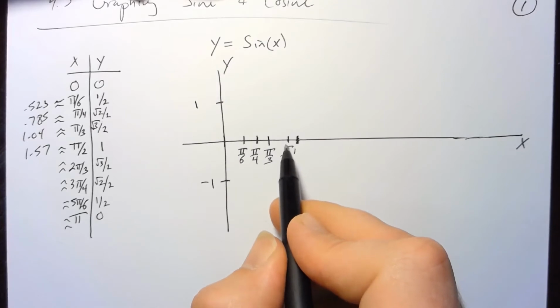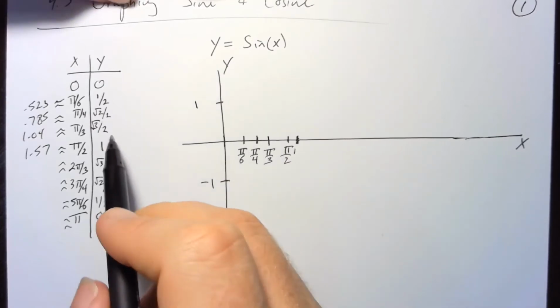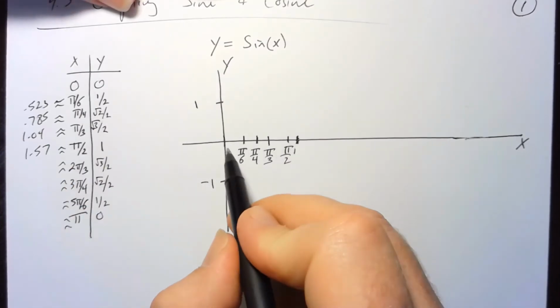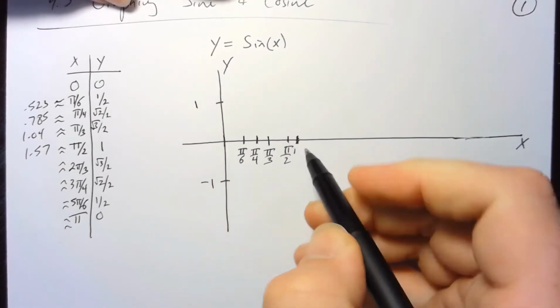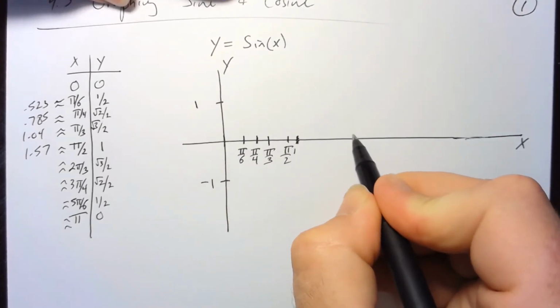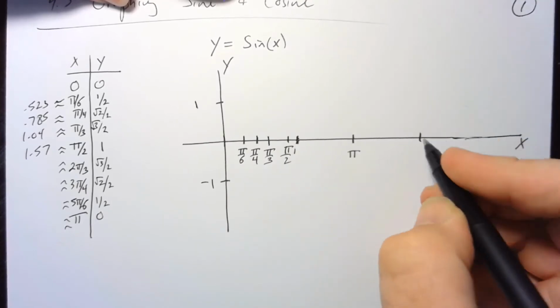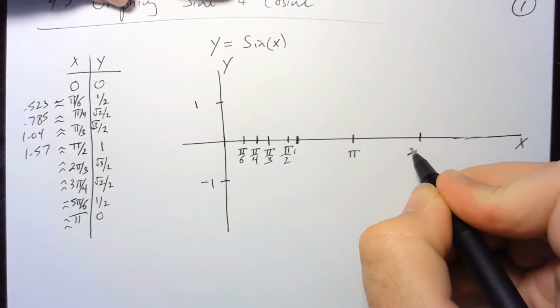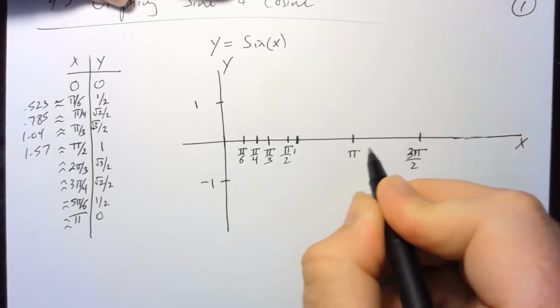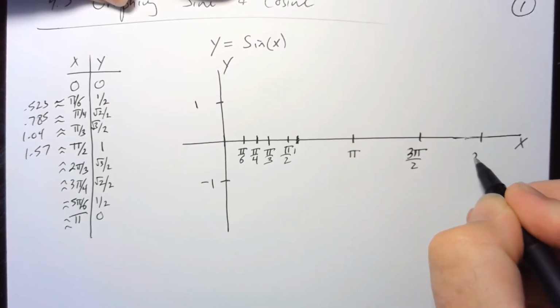Now, because this thing is cyclical, and all these numbers are repeating in some pattern, I'm going to take this distance here and repeat it over here. That's going to give me pi. I'm going to again take that distance and repeat it over here. That's going to be 3 pi over 2. I'm going to make that distance one more time, and that's going to give me my 2 pi value.